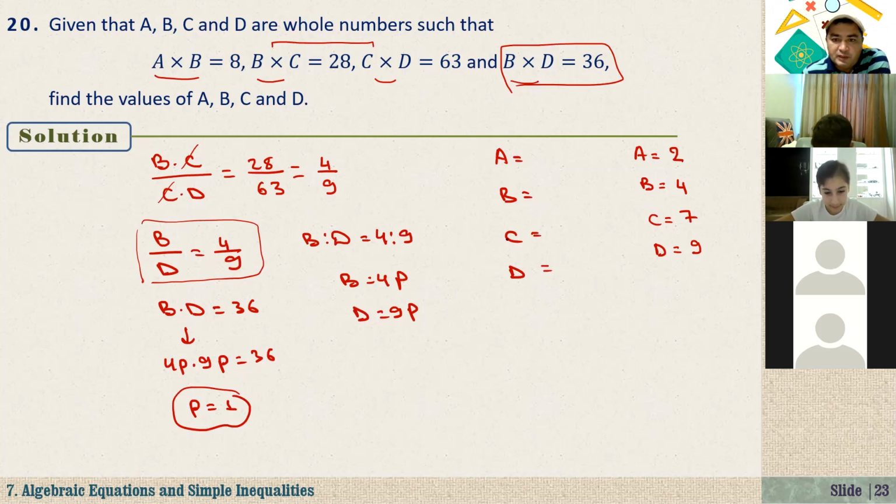Now we got the answer for B. B equals 4 and D equals 9. Now substitute in the other equations. A times B equals 8, B equals 4, so A must be 2. For C, the third equation, C times D is 63, and D is 9. So C equals 63 over 9, that's equal to 7.